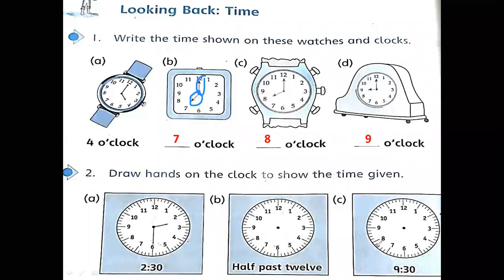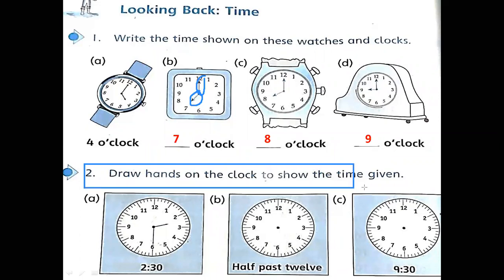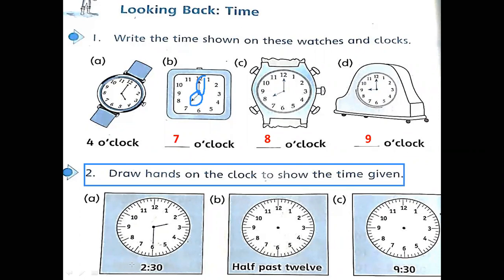Statement 2: draw hands on the clock to show the time given. Here the given time is half past 2 or 2:30. Here the time is given as half past 12 or 12:30. Here time is given in figures, 9:30 or half past 9.